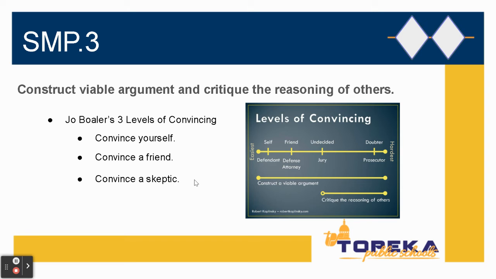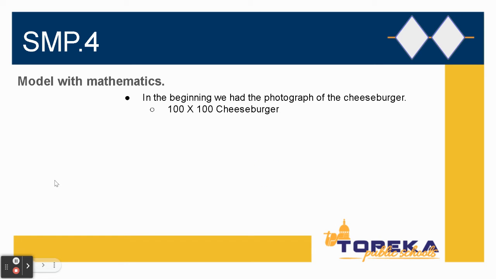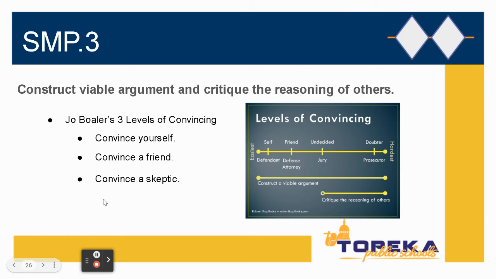And I love that SMP 3 goes right along with Joe Buller's 3 levels of convincing. And this is right up there with that estimate number line that Robert Kaplinski had. So a great way of explaining this is kind of related to a trial. Whoops, I am so sorry. Hold on here. I did not mean to scoot that on. Let me move this out of the way. I'm sorry about that. So it's like being on a trial, right?